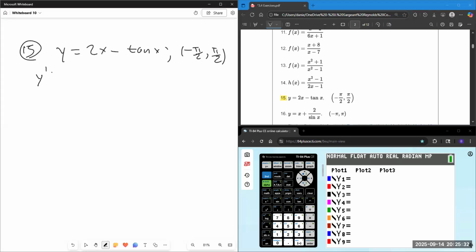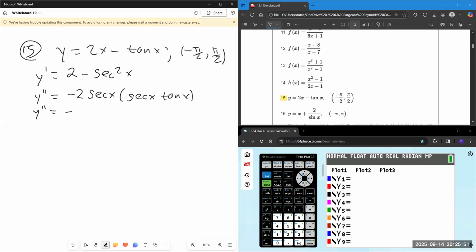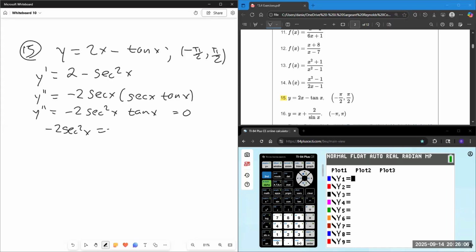So y prime is equal to 2 minus secant squared x. Y double prime is equal to negative 2 secant x times the derivative of secant, which is secant tangent. So y double prime is negative 2 secant squared x tangent x, and this is equal to 0 when negative 2 secant squared x is equal to 0, or when tangent of x is equal to 0.